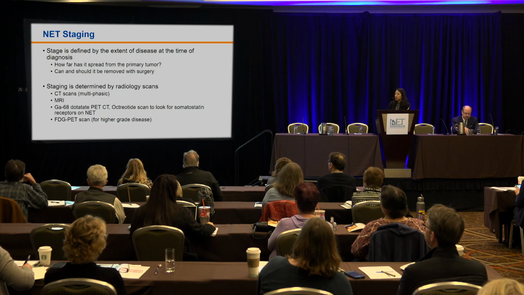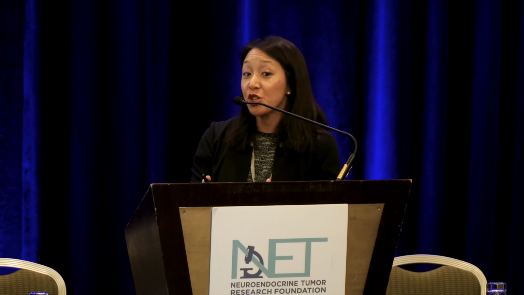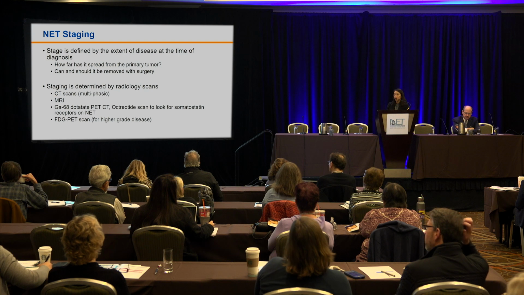Another type of nuclear imaging test is a FDG PET scan, and that's a more traditional type of PET scan that really is looking at metabolic activity. Because many of the lower grade neuroendocrine tumors are not growing or proliferating much, the FDG PET scan may not show those tumors. In contrast, the higher grade tumors, which are growing more quickly, can show up on the FDG PET scans.